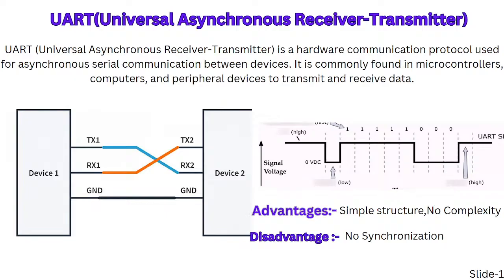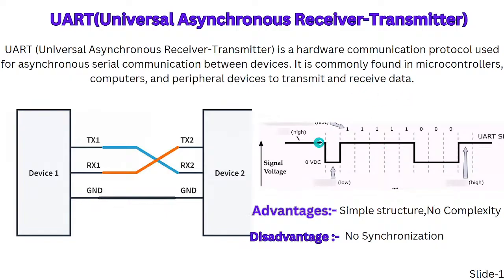First of all, this is a hardware communication protocol, using asynchronous serial communication between devices. Now we see that serial data can be transferred like 1 1 1 1 1 1 0 0 0 0. This is how serial data can be transferred. It is commonly found in microcontrollers and peripheral devices, transmitting and receiving data.